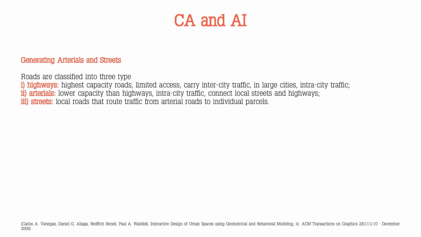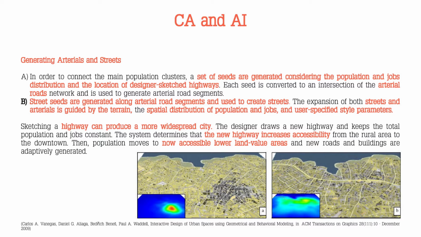In this and in the following slides, a method of generation for arterias and streets is proposed. First of all, they categorize three different levels of roads: highway, arterias, and streets. Those are the definitions. In this case, at the bottom of the slide, we have two situations: an initial situation A, and then the result B after the elaboration.